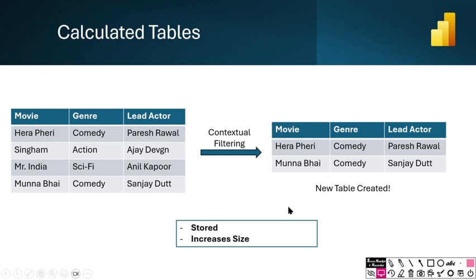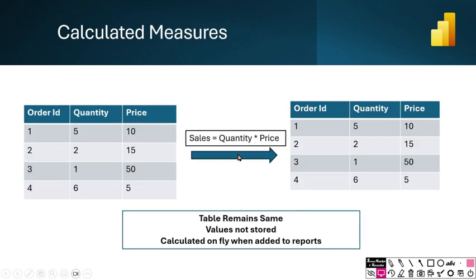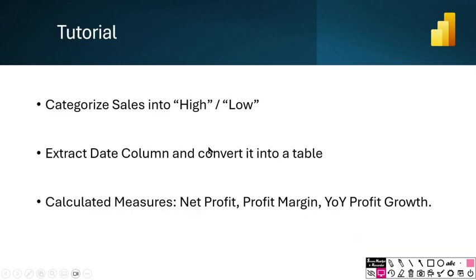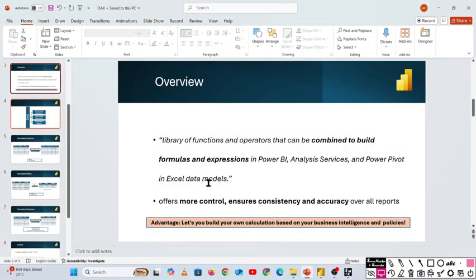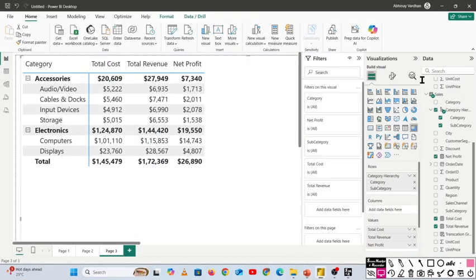Let's go to the measures. In measures, once you do a calculation, it is not stored and it is calculated on the fly. So the table remains the same, values are not stored, and it is calculated on the fly when added to the report. There's a comparison here, which is the same thing. And here we have completed our basic idea about DAX.